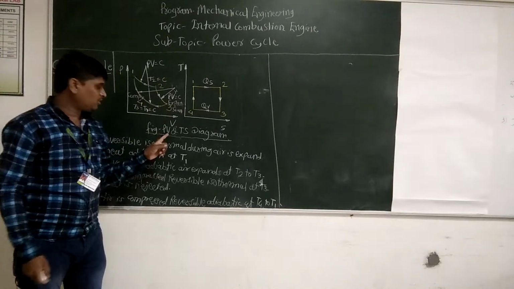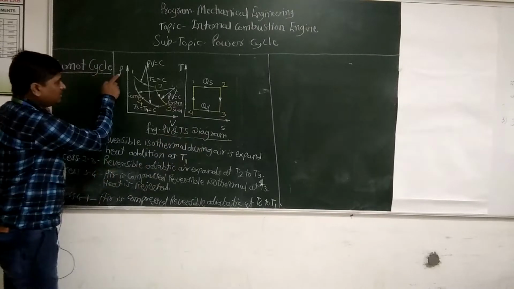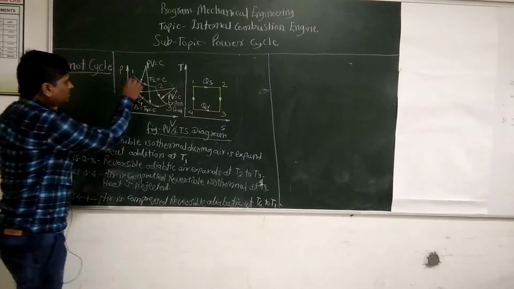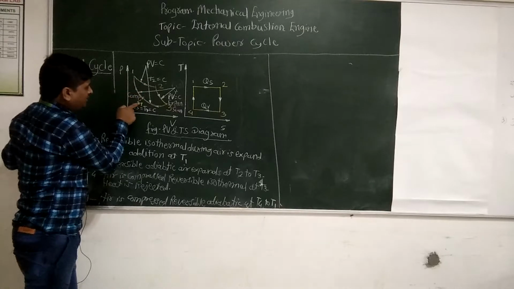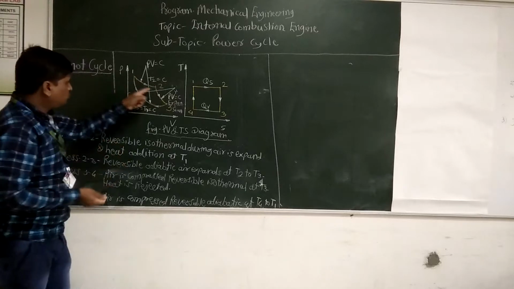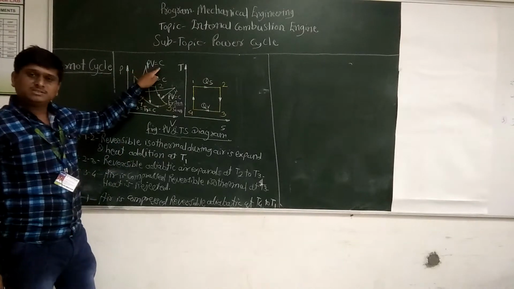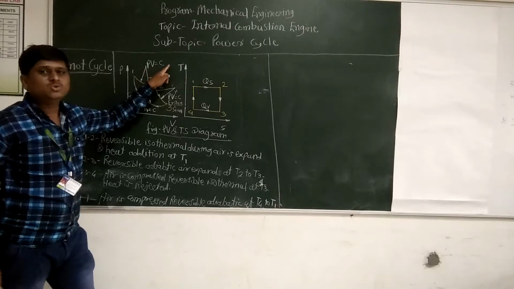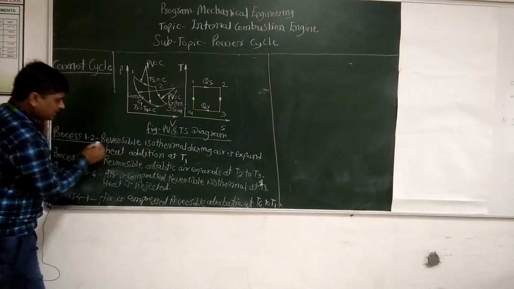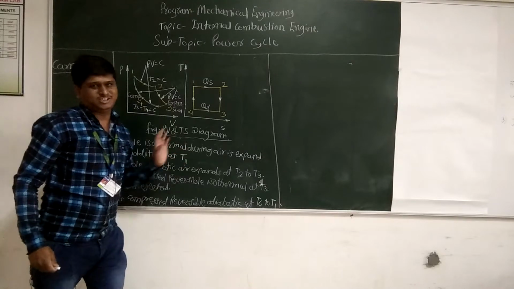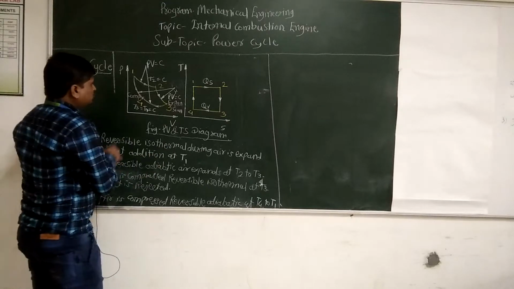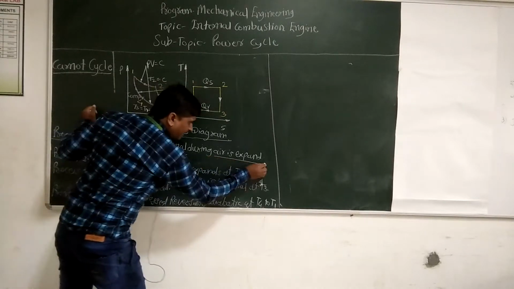If you see the figure of the PV and TS diagrams, this diagram shows the PV diagram and this diagram shows the TS diagram. In the PV diagram, process 1 to 2 shows PV equals C, meaning PV is constant. This process 1 to 2 is a reversible isothermal process, in which air is expanded.